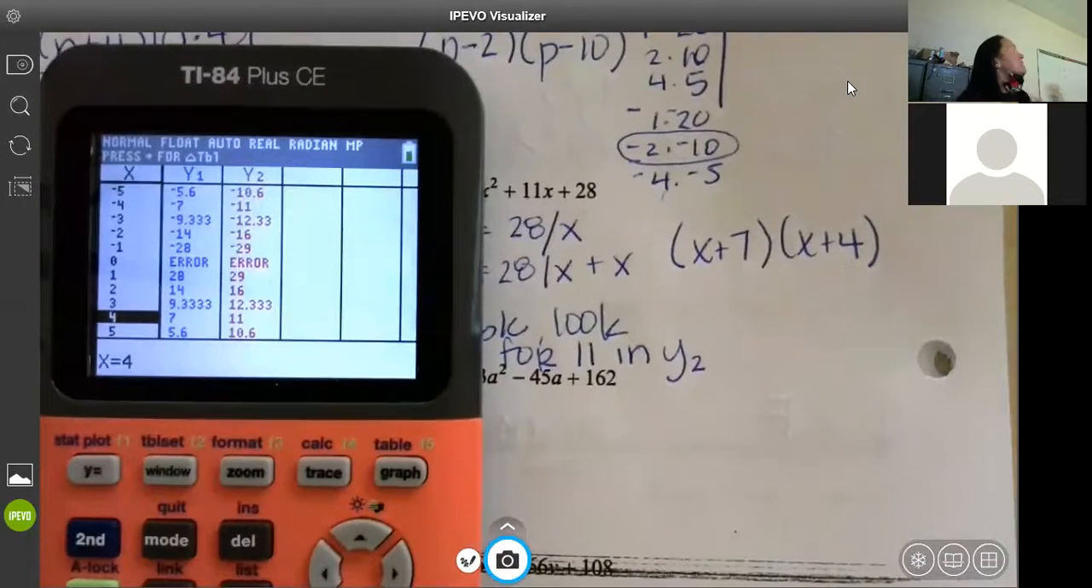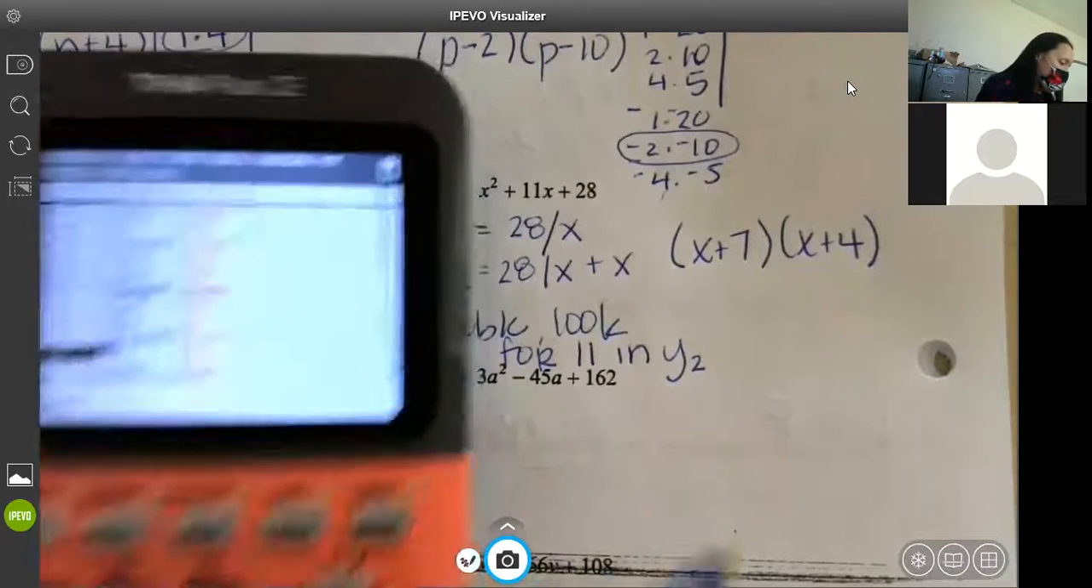So positives are really easy. It's when you get those negatives that you're not sure which factor should be negative, which should be positive, and your calculator will help you do that. And again, you get to use your calculator the whole time, so don't stress out about it too much.